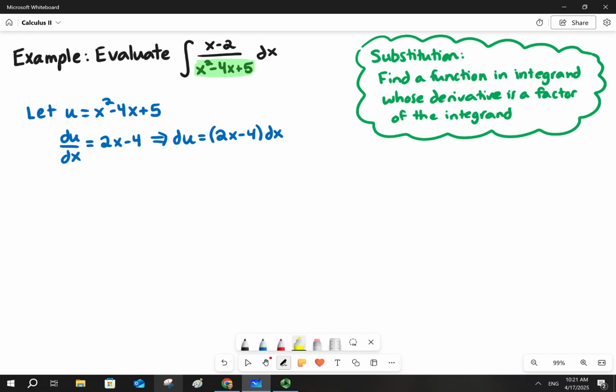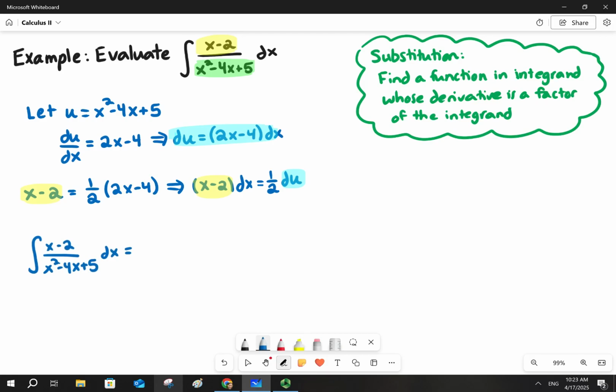I don't have exactly 2x minus 4 in the integral, but I do have a constant multiple of it. x minus 2 is exactly half of 2x minus 4. So (x minus 2) dx equals 1/2 du.